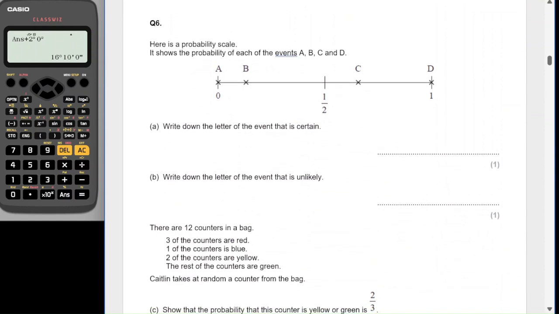Okay, question 6. Here is a probability scale. Write down the letter of an event that is certain. So probability is D. Write down the letter of an event that is unlikely. So unlikely doesn't mean impossible. That would be A. Unlikely would be B.